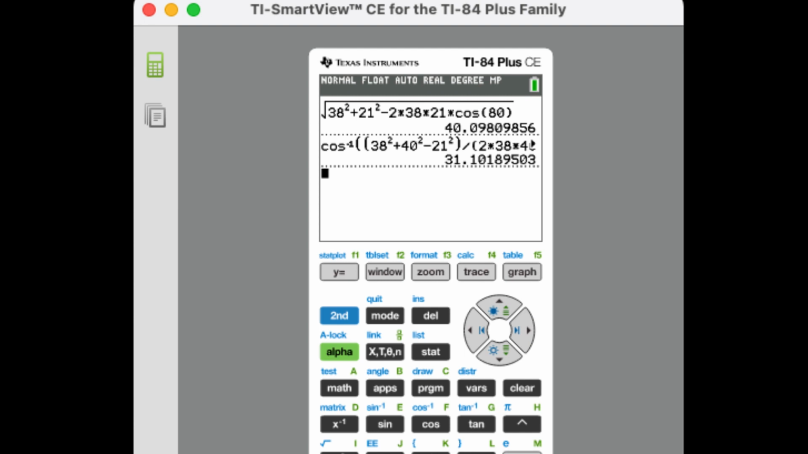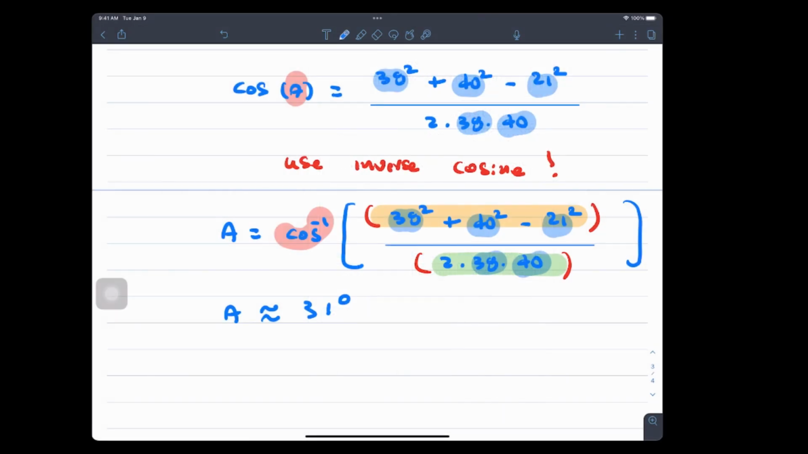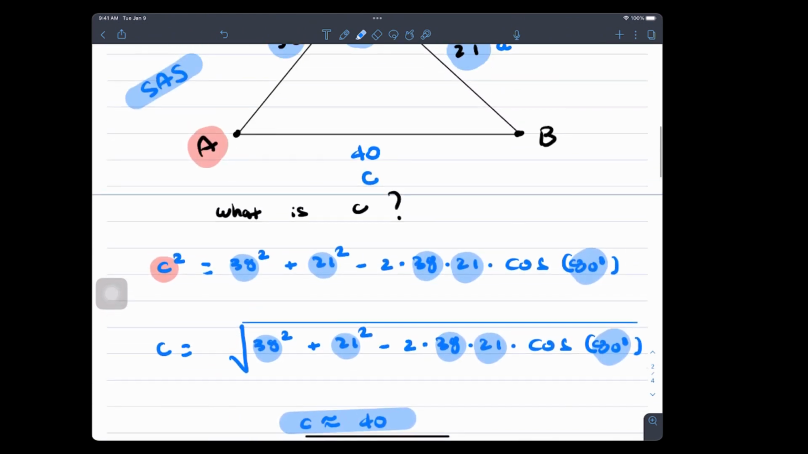And what do you guys get? What's the angle? If we go out to the nearest angle, what is this going to be? 31 degrees. Ladies and gentlemen, it's now blue. We know what it is. Angle A is 31 degrees. So this is known now.